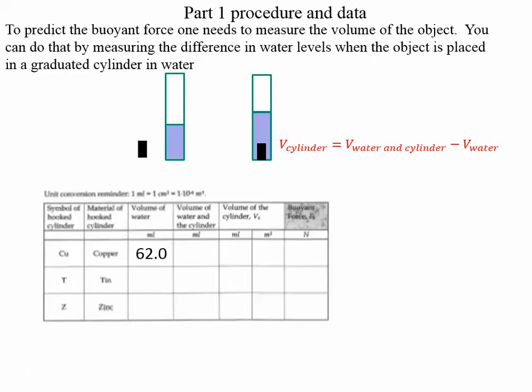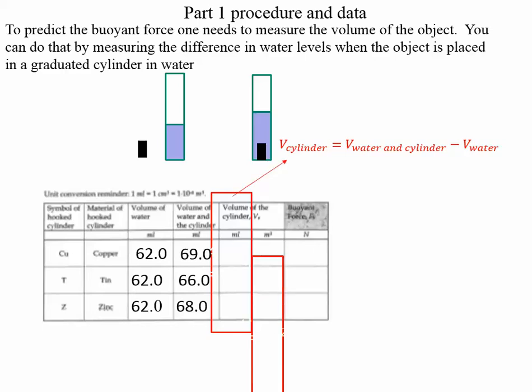the data table. Now, for the copper cylinder, the volume of the water before the cylinder was placed in the water was 62, and then afterwards 69. For the tin, it was 62 before, 66 after, and the zinc 62 before and 68 after. Now, you're to complete the remaining entries in the data table. I'll just go over those columns. The volume of the cylinder, as we've discussed, is going to be the difference between the two water levels.